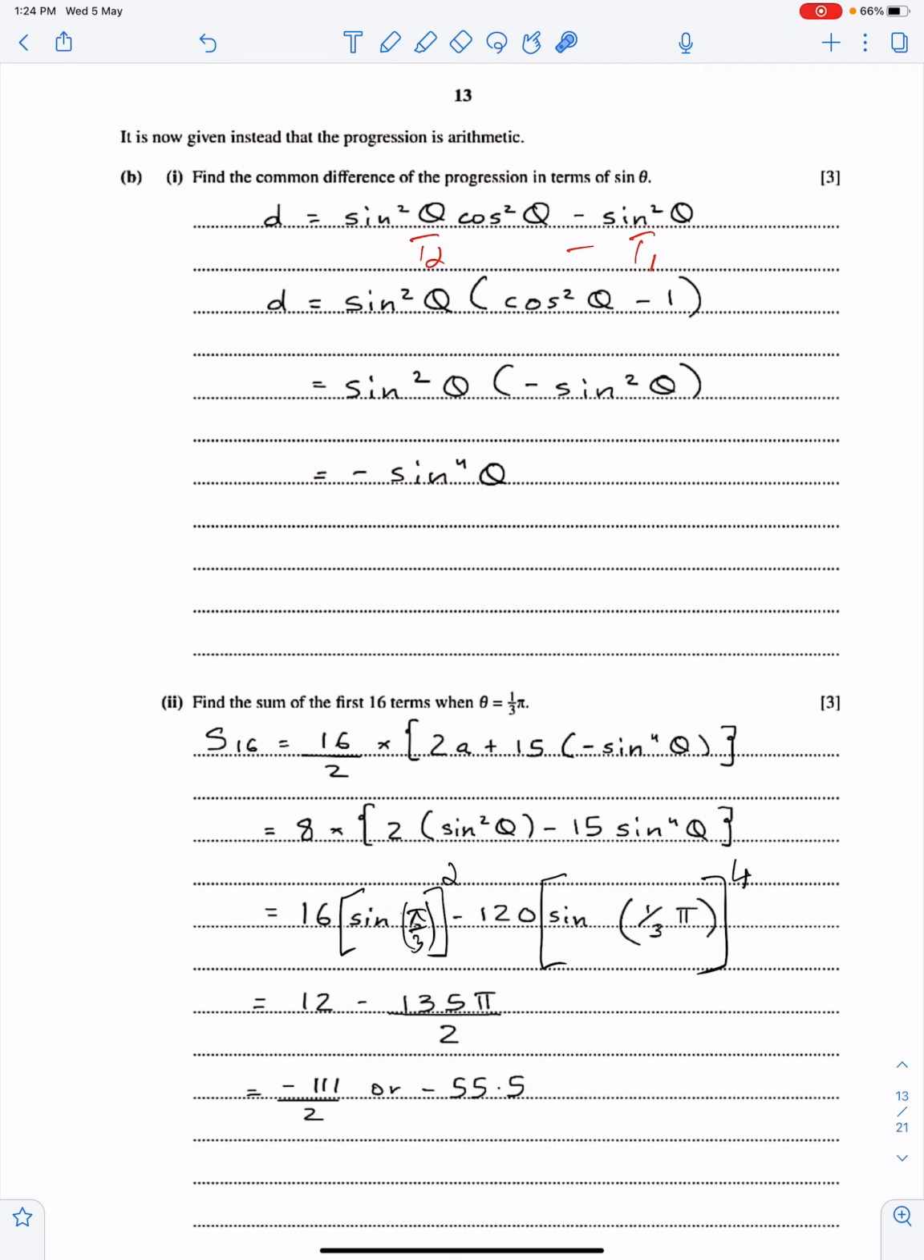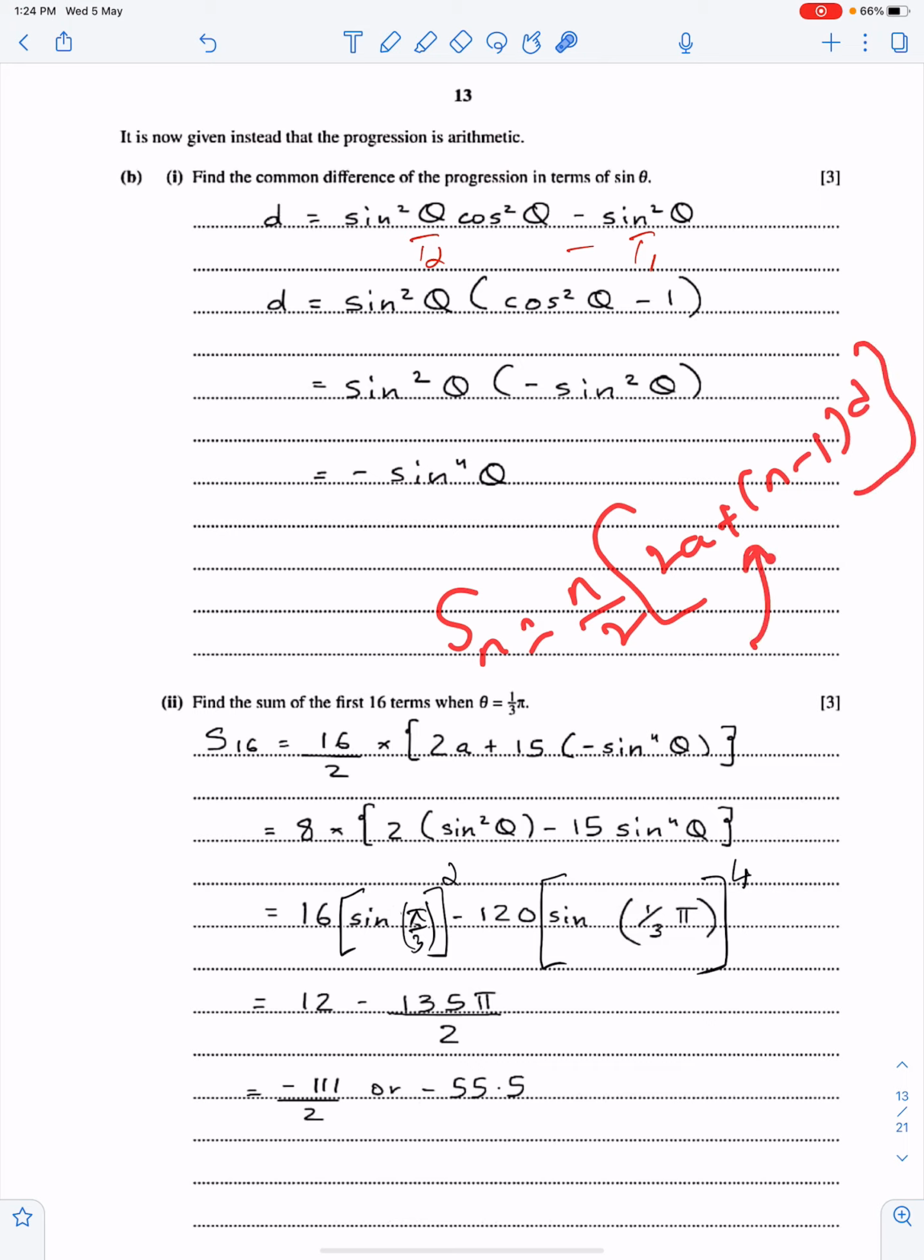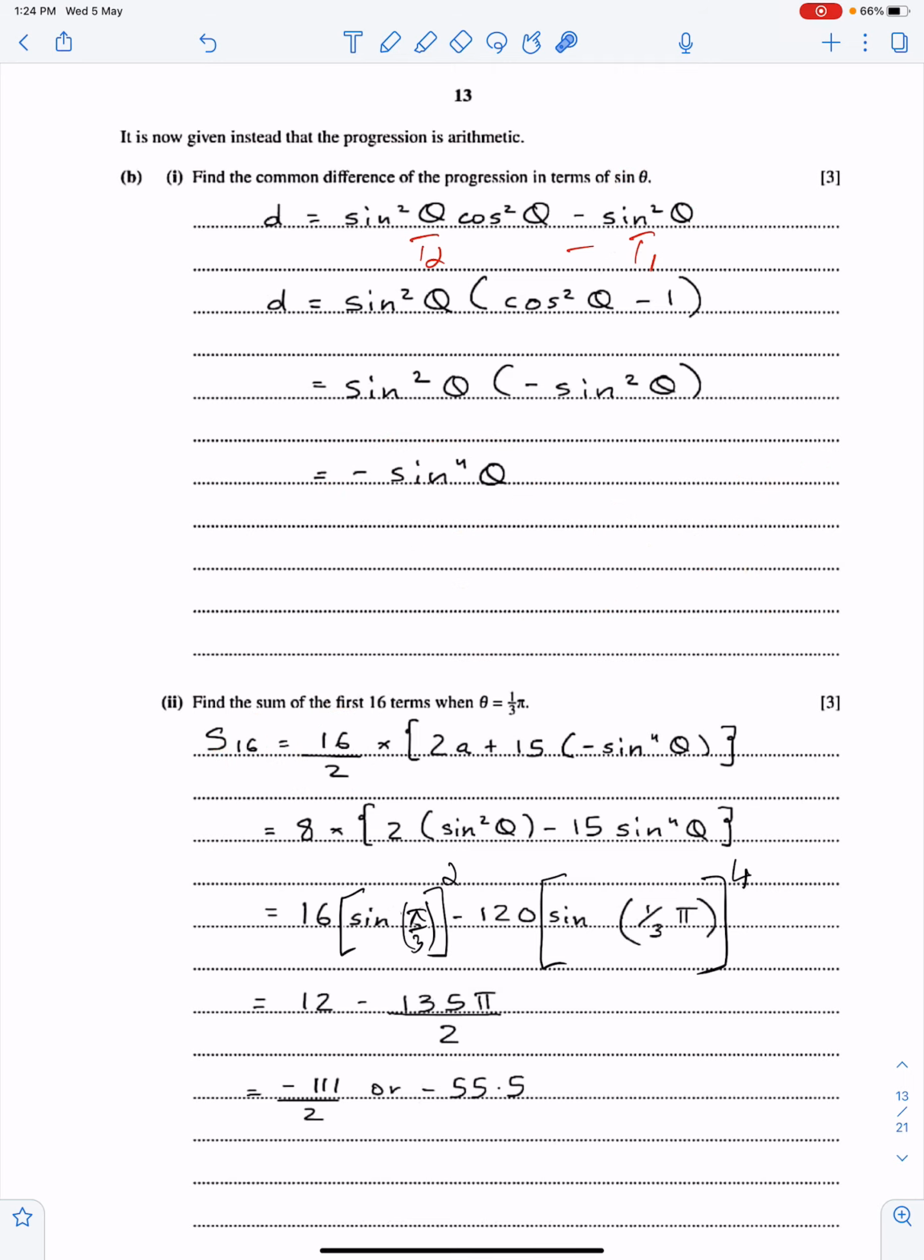So the sum formula for Sn is S16. Sn, n upon 2, 2a plus n minus 1 d. This is the sum formula for AP. So 16 means 16 here, 16 upon 2, a is this and d is this. So by substituting the values of n, a and d into Sn formula, we have this. Now we just need to simplify this one. So we need to put theta pi by 3 here and here.